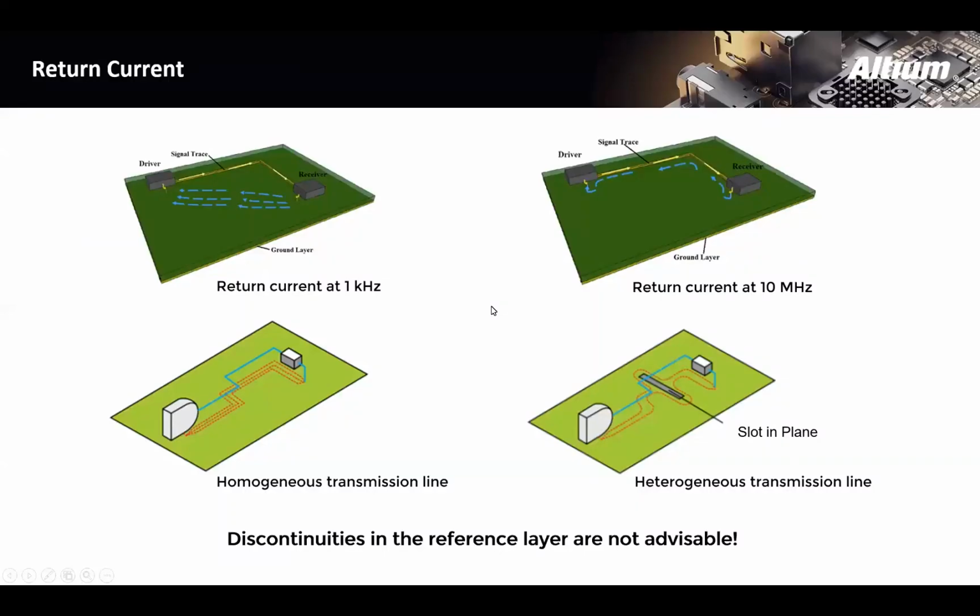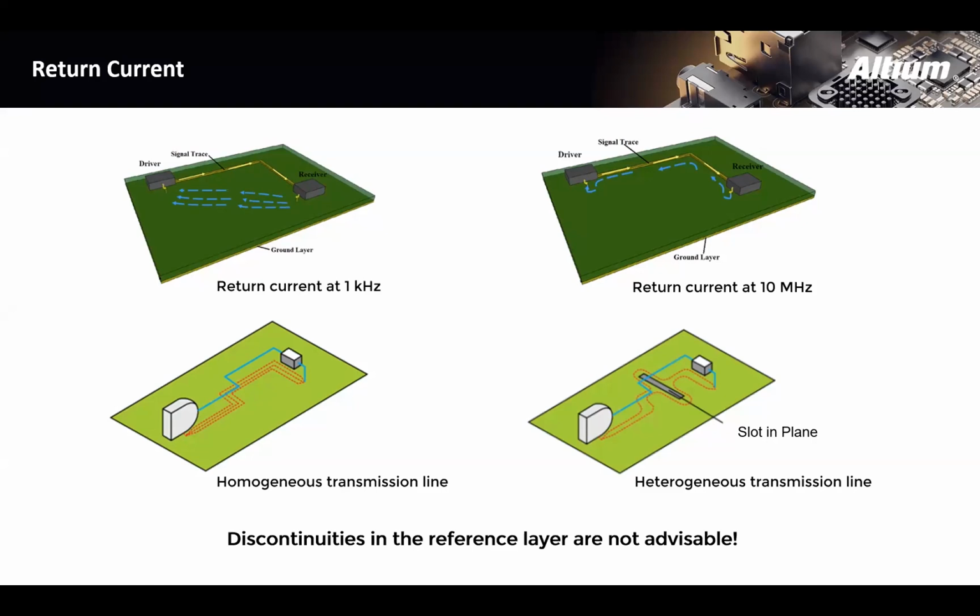So let's talk about return current. We have two setups here in the top. In the upper left, you're seeing the return current representation at 1 kilohertz. Now, that return signal wants to find the path of least impedance. In the case of 1 kilohertz, because the wavelengths are so long, and the aspect that we call capacitive reactance is totally different, it wants to take the path of a straight line.